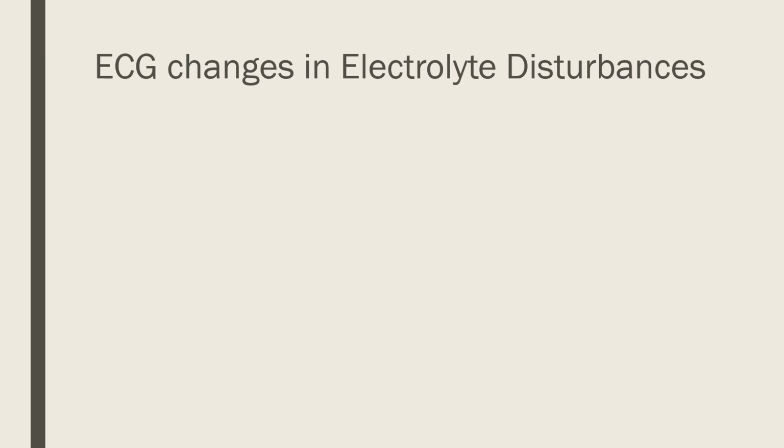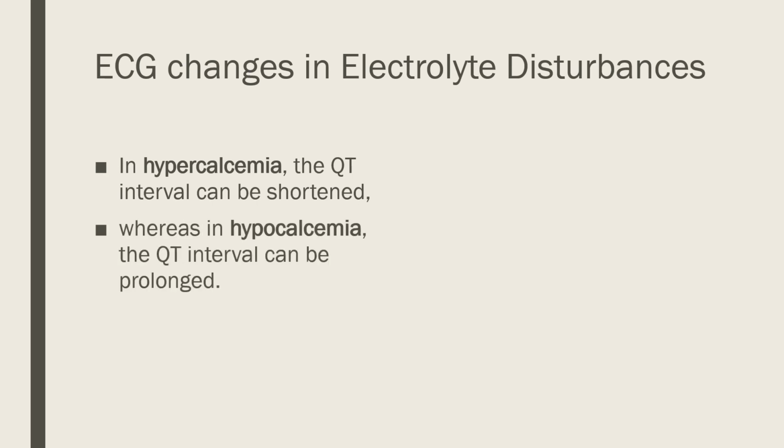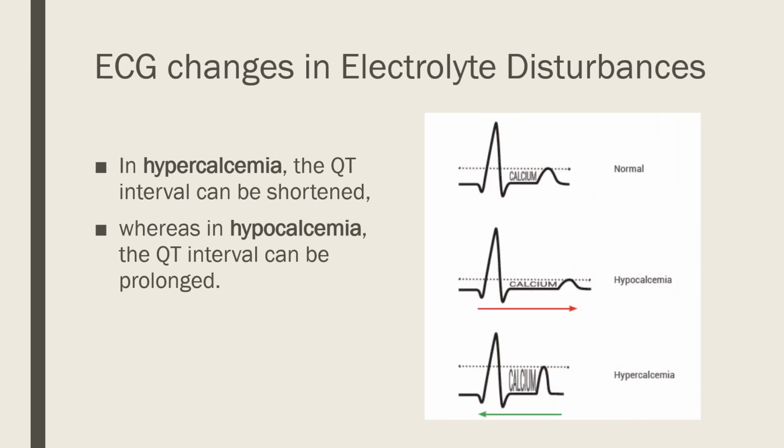The second electrolyte is calcium. In hypercalcemia, the QT interval can be shortened, whereas in hypocalcemia, the QT interval can be prolonged, as shown in the figure. The first shows normal QT interval in case of normal calcium. The second shows prolonged QT interval in case of hypocalcemia, and the third shows shortened QT interval in case of hypercalcemia.